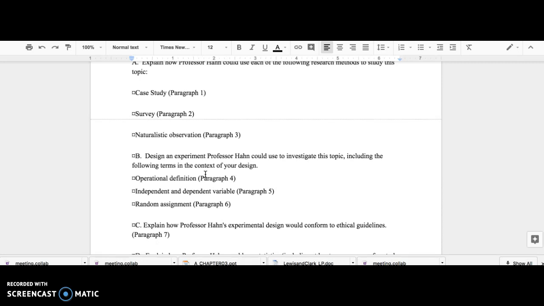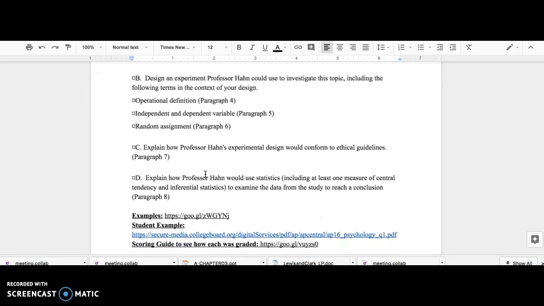Paragraph 5, you're telling me what the definition is of an independent variable and a dependent variable, and then you're identifying what the independent variable is in the experiment and what the dependent variable is in the experiment. So you're still using Professor Hahn's experiment. Then paragraph 6, define what random assignment is and explain how it would be used in this scenario.